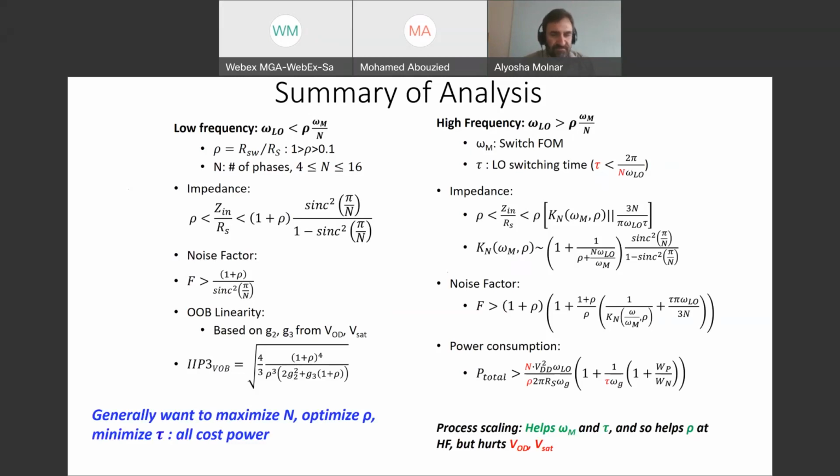It's also worth noting how this interacts with process scaling. If I go to a finer process node, what I'll typically see is that my omega m gets higher, just like omega t. My transition times get faster, so those both help noise figure at high frequencies, and therefore let me do a different trade-off on rho, which improves my linearity. Because if those terms are better, then I can make a wider transistor for the same noise performance and get better linearity. But typically, process scaling has made both the achievable overdrive voltage and the VSAT, the velocity saturation, worse. So as you go to better processes, you can typically go faster, but often with worse linearity.